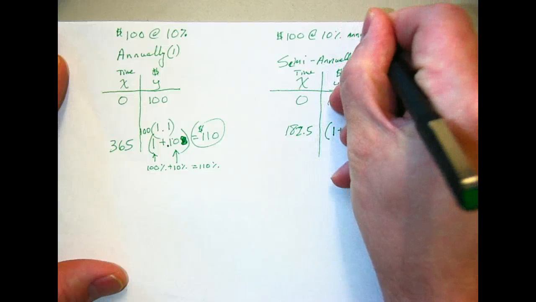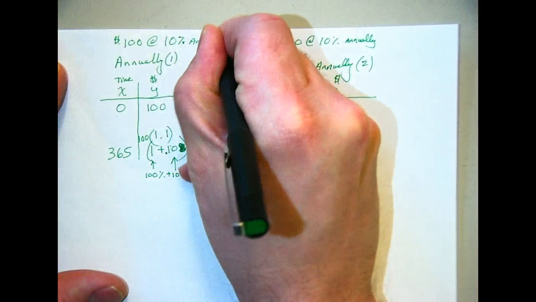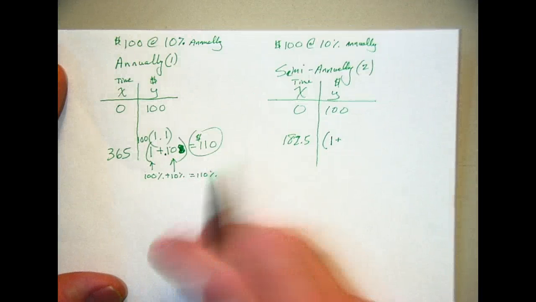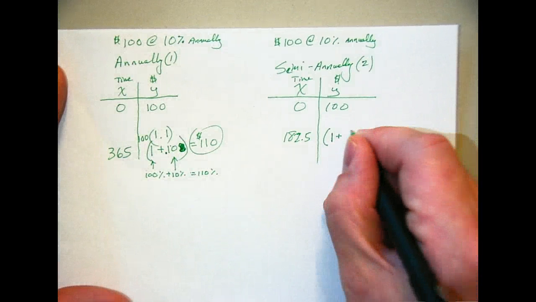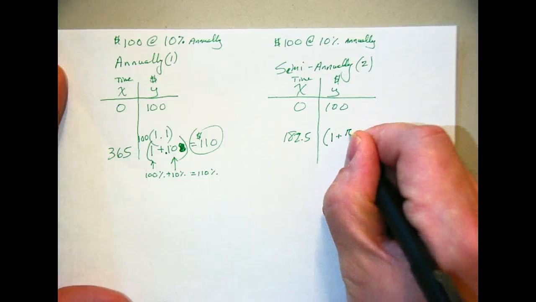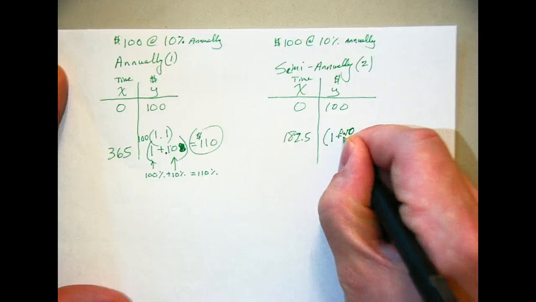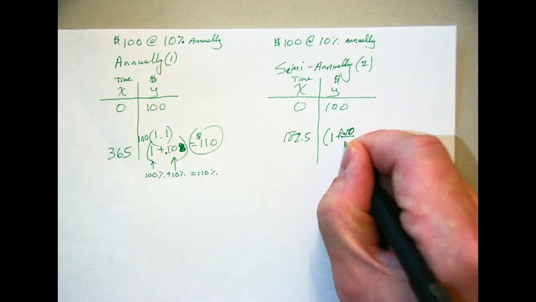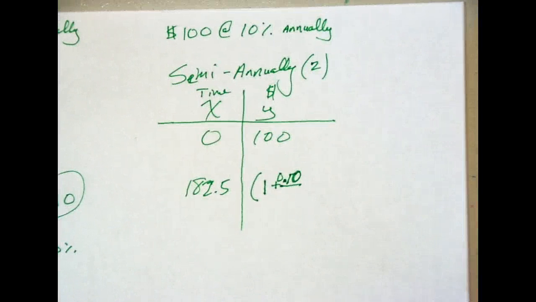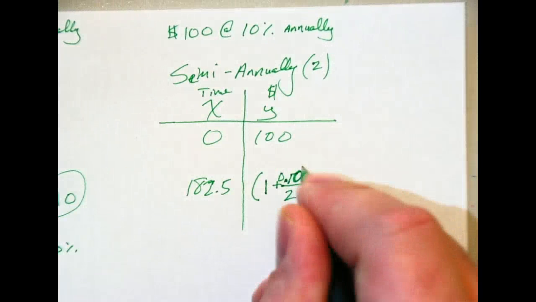Maybe I didn't make that clear enough. That should be annually. There we go. That means halfway through the year, what percent am I getting? 5%. That's just logic, right? We get 5%. So really what you're doing is you're taking your 10%, or your 0.1, and dividing it by 2. Where's the 2 come from? Semi-annually. Divide by 2.